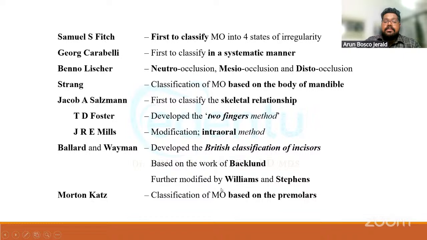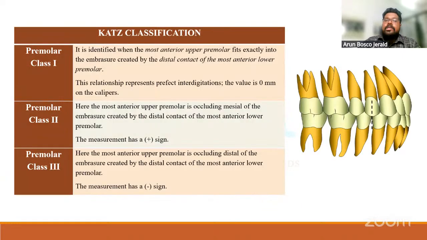Now, Morton Katz, he's the only one who classified malocclusion based on premolars. And we can see the Katz classification. According to Katz, the classification is completely dependent on the position of the upper first premolar. The maxillary first premolar should be occluding in the embrasure which is created by the mandibular first and second premolar. So the cusp tip of the maxillary first premolar should occlude at the embrasure, or the contact point, between the mandibular first and second premolar. So this is called Katz's class 1 premolar relationship.